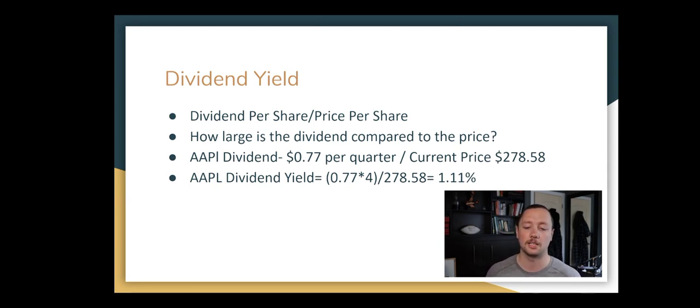When we look at Apple, we can see that they pay a 77-cent dividend per quarter. That means that they're giving out 77 times 4 on an annual basis, and their current price is $278.58.